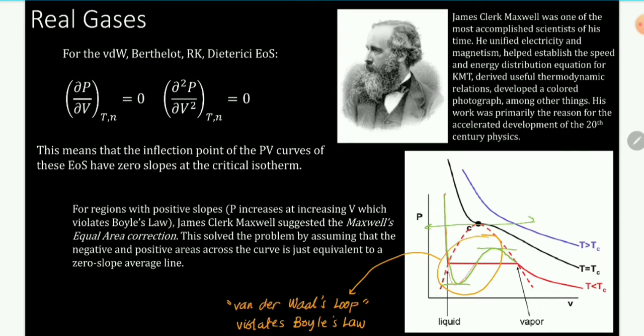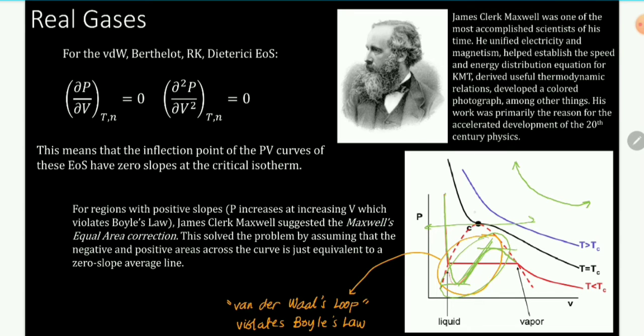Okay? And also, since nandito na tayo sa topic ng mga subcritical temperatures, makikita nyo na meron tayong tinatawag na van der Waals loop. So, this van der Waals loop is a loop that exists in real gases, especially yung mga cubic equations of state. Okay? Tapos, nag-violate siya ng Boyle's law. So, according to Boyle's law, as the pressure increases, the volume should decrease and vice versa. Pero dito sa van der Waals loop, nakikita nyo na as the pressure increases, the volume also increases, which doesn't make sense and it doesn't happen in real life.